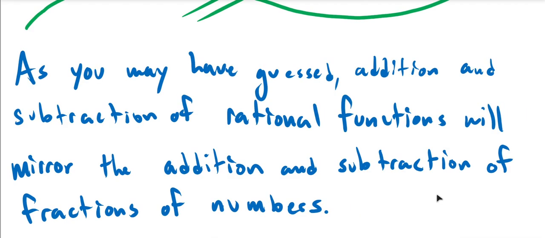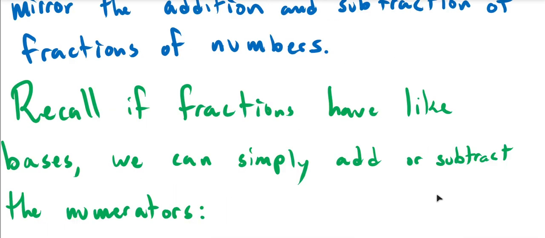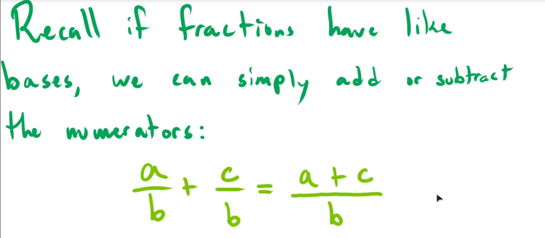So if you've picked up on the pattern so far, adding and subtracting rational functions is going to look like the adding and subtracting of fractions of numbers. Recall that if fractions have like bases, you can simply add or subtract the numerators to add or subtract the fractions. That is to say, a over b plus c over b is just a plus c over b.